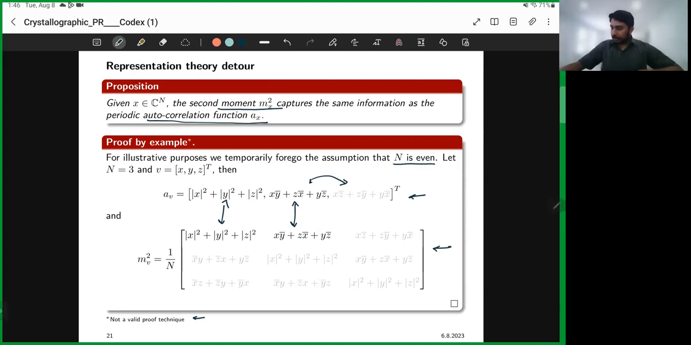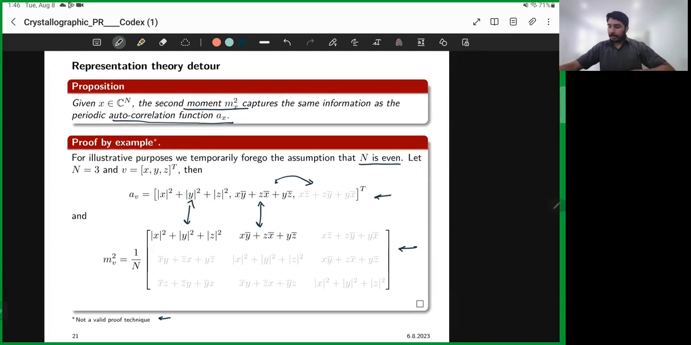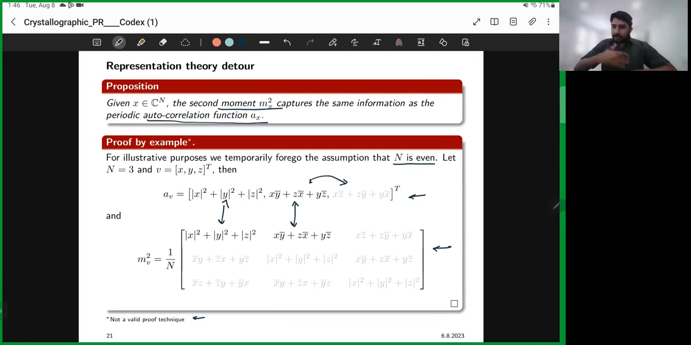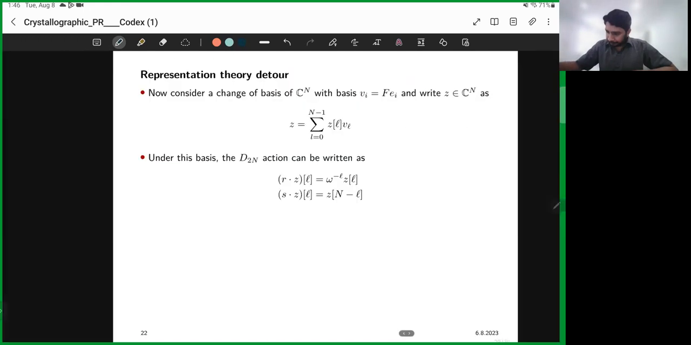So this is the second moment. And as you can see, they capture the same information. So that's really nice. I can understand the autocorrelation as the same thing as the second moment.